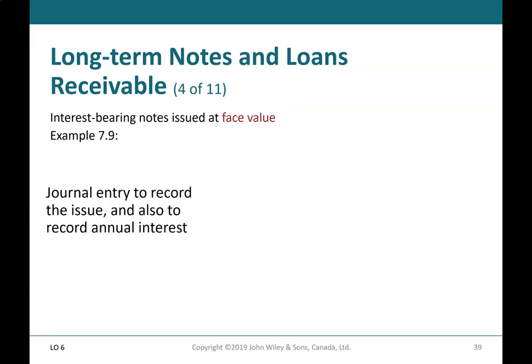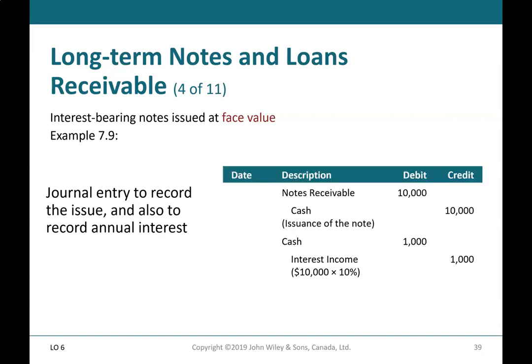Long-term notes and loans receivable. Interest-bearing notes issued at face value. Example 7.9. Journal entry to record the issue and also to record annual interest. You would debit notes receivable for $10,000 and credit cash for $10,000 on the issuance of the note. And you would debit cash for $1,000 and credit interest income for $1,000, which is $10,000 times 10%, the interest for a full year.